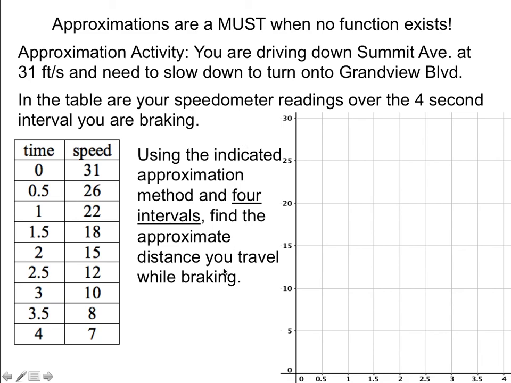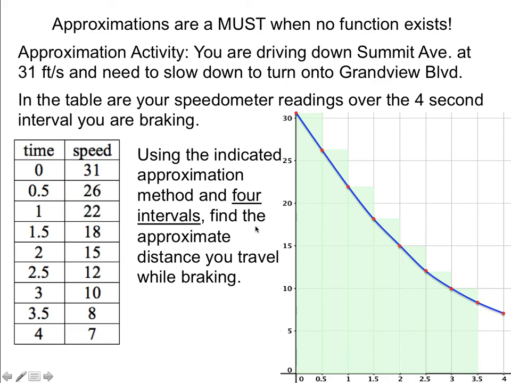We need to get this data and put it on a graph so we can start drawing rectangles. Okay, and so there is the data, and then you need to draw your rectangles. So here's an example of an LRAM. Notice we're using 8 sub-intervals here. That's why I say I don't think it's 4. I think you need to use the number indicated. So if we use an LRAM, we can do 8 sub-intervals pretty easily because we have the data for that.